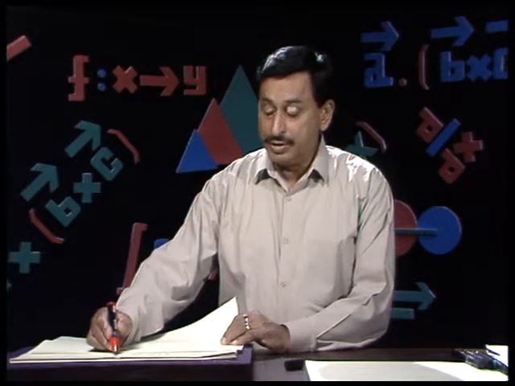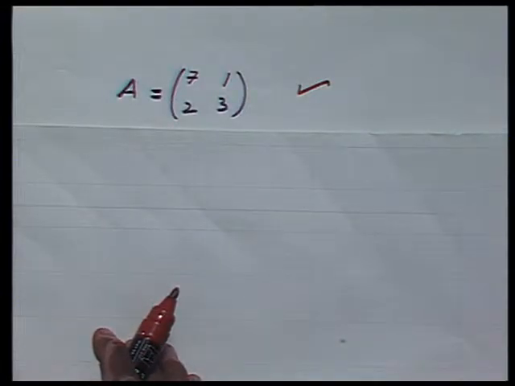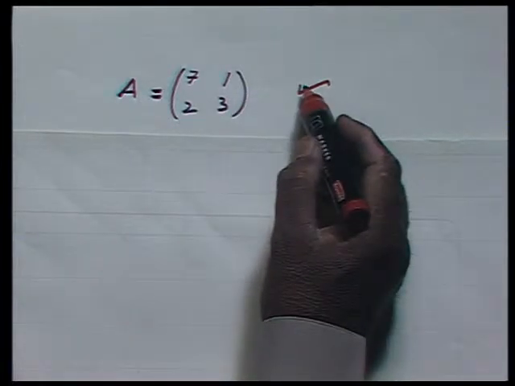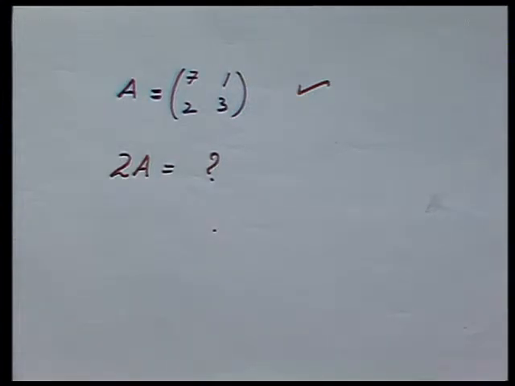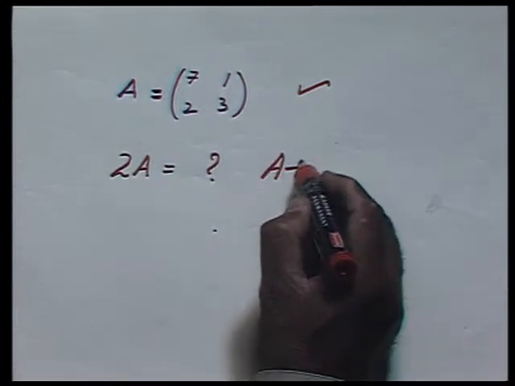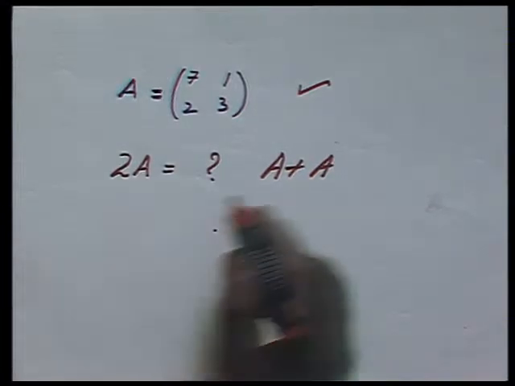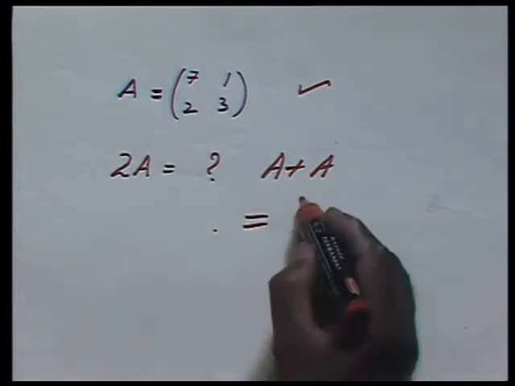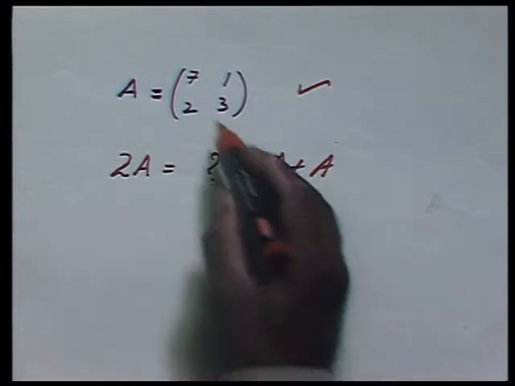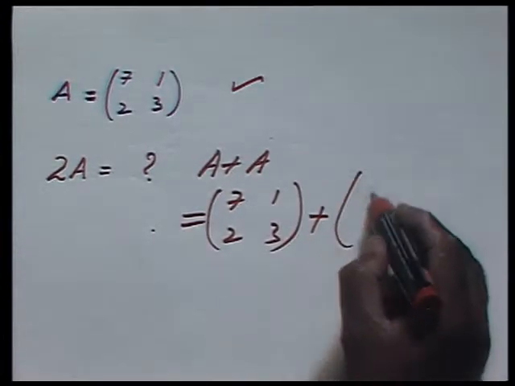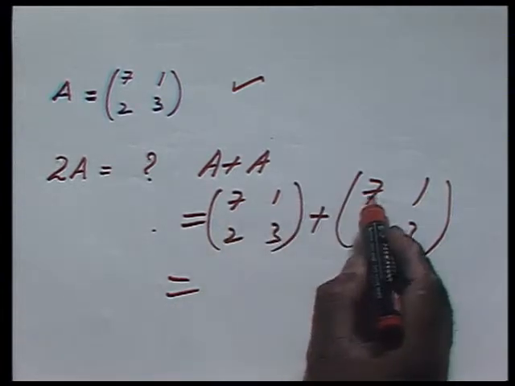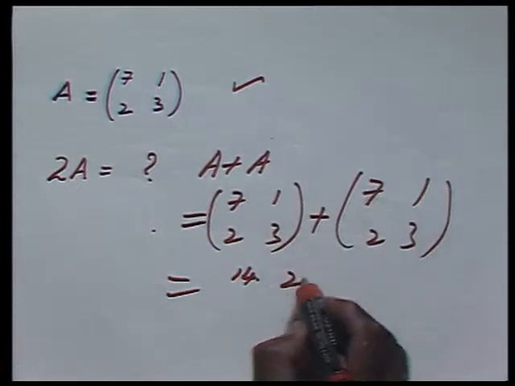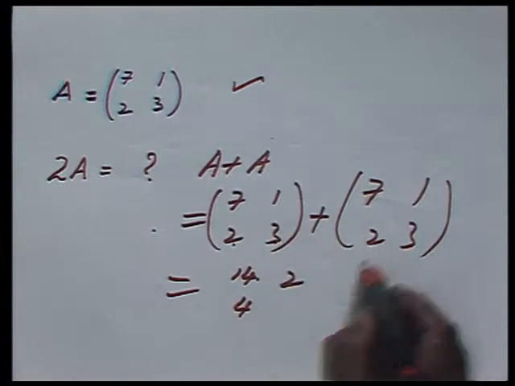And for that, we consider this matrix. Now, supposing this matrix, from here I want to get what 2A is equal to. What does 2A mean? It only means A plus A. The result is going to be 7, 1, 2, 3 plus 7, 1, 2, 3. 7 plus 7, 14. 1 plus 1, 2. 2 plus 2, 4. 3 plus 3, 6.